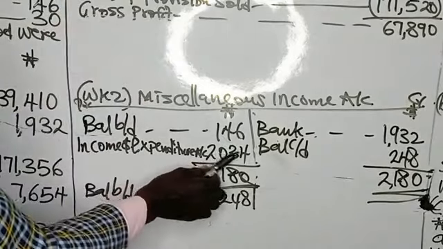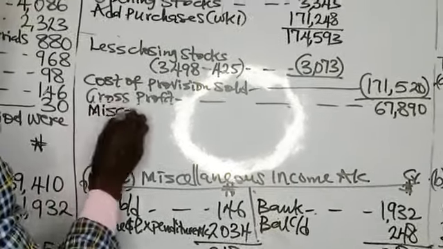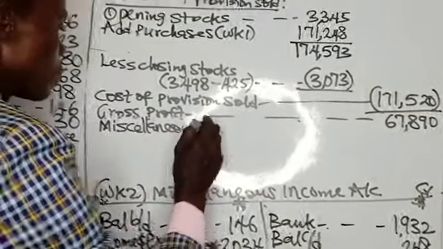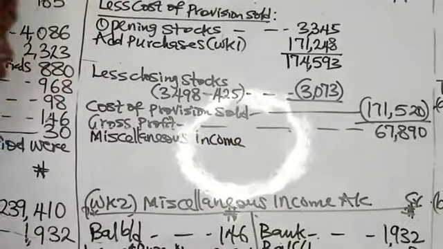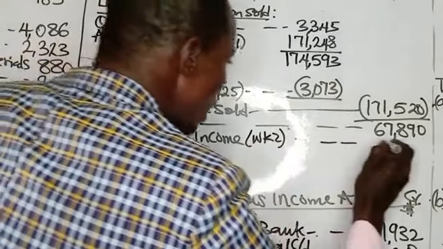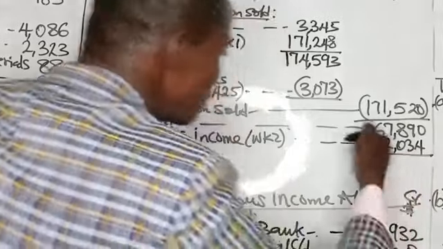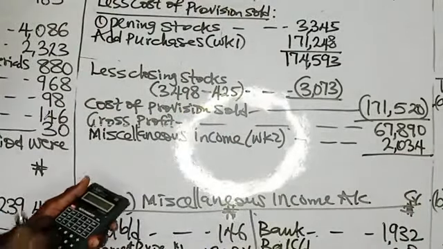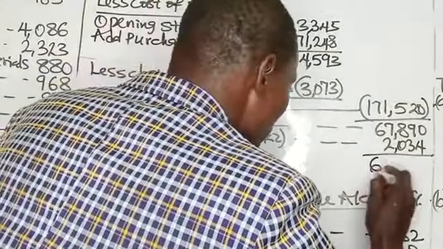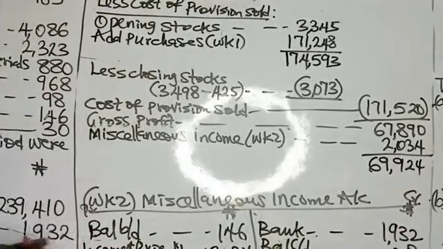So this amount will be transferred to income and expenditure account. So we have miscellaneous income of 2,034. That is work number 2. 2,034. So if you add it to 67,890, you have 69,924. That is the total revenue or total income.